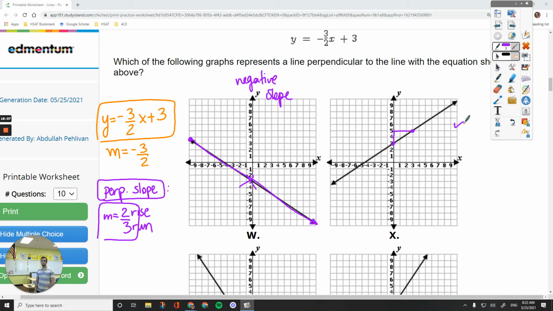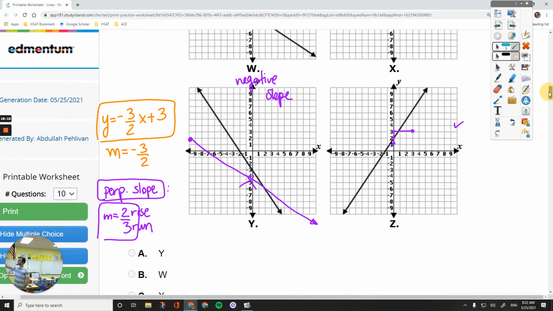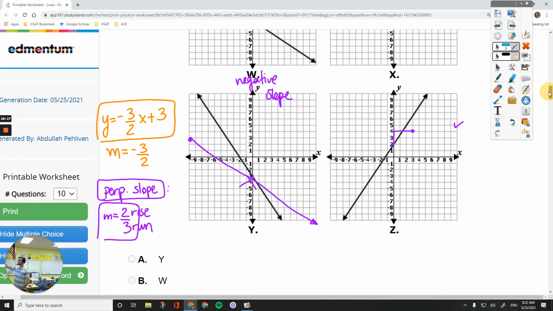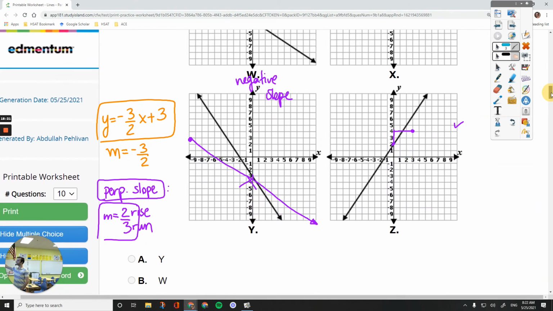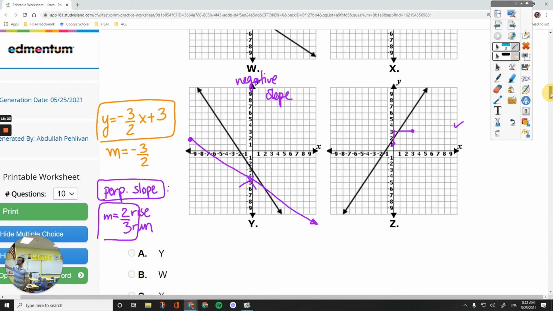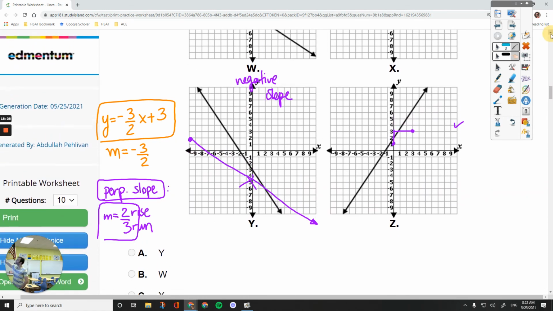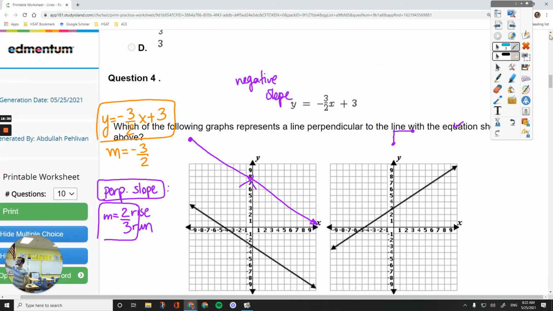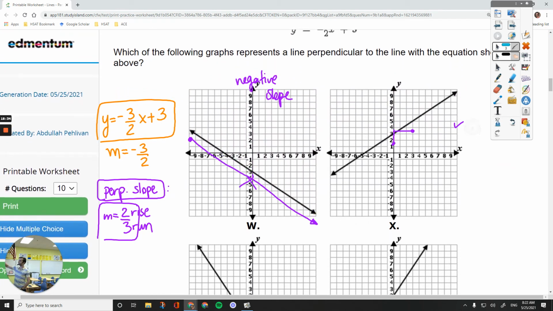So the slopes are going to be perpendicular. That's my answer. That must be my answer. So I'm scrolling down to see if there is, okay, look at this one here. I'm just going to put that point on. This is not up to right 1. My bad. That's up to right 1, which I don't need. Right here is my answer.